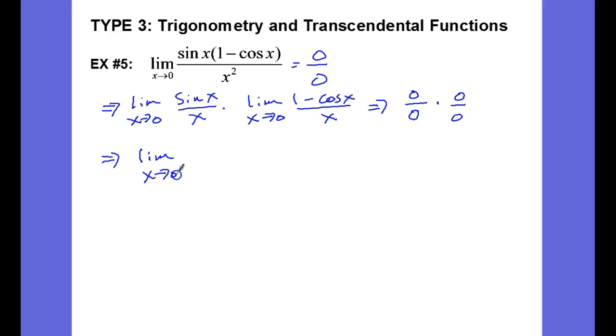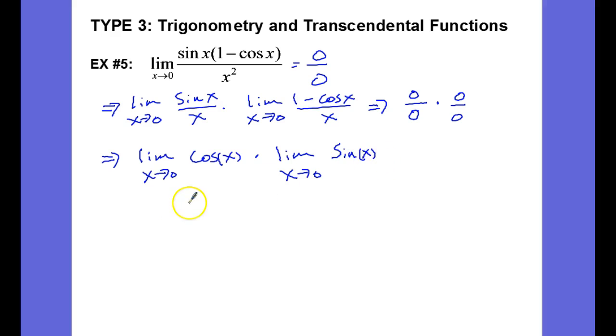Limit as x approaches 0, the derivative of sine is cosine x, and the denominator now is just 1 because the derivative of x is 1, and that's going to be multiplied by the limit as x approaches 0, 1 minus cosine x. Okay, so the derivative of cosine is negative sine, so negative times negative is a positive, sine x. And again, the derivative of the denominator is just 1 since it's x.